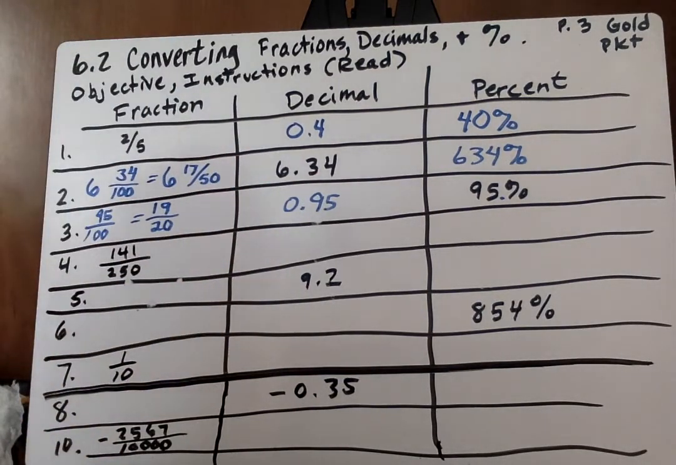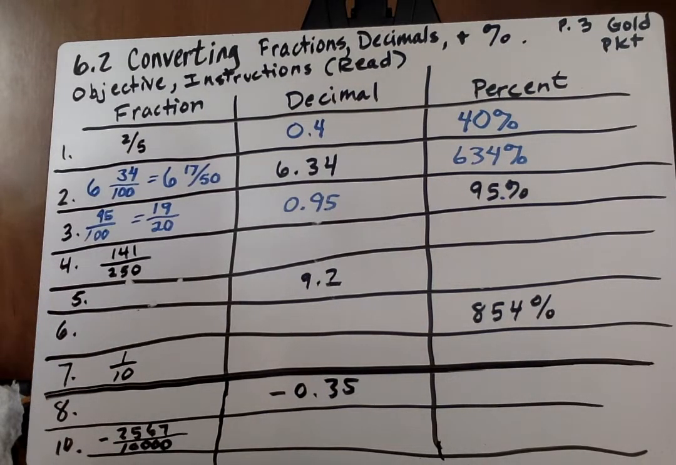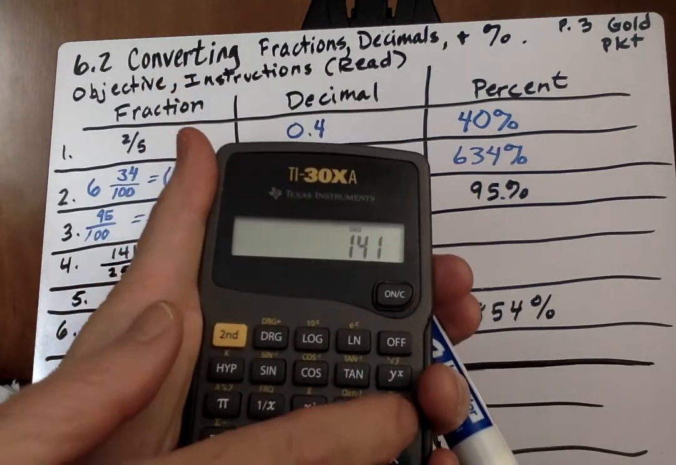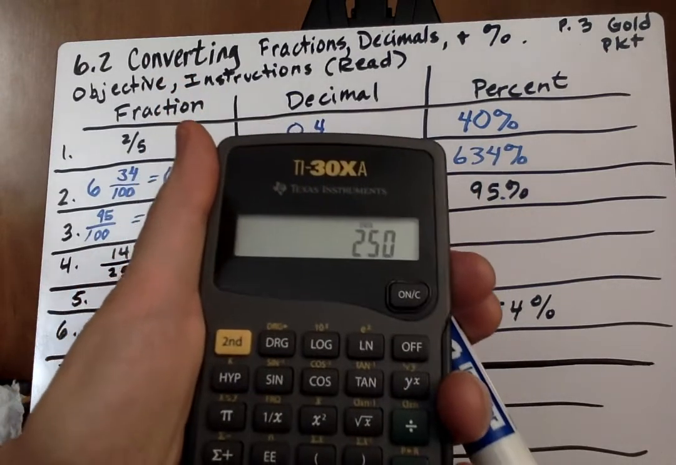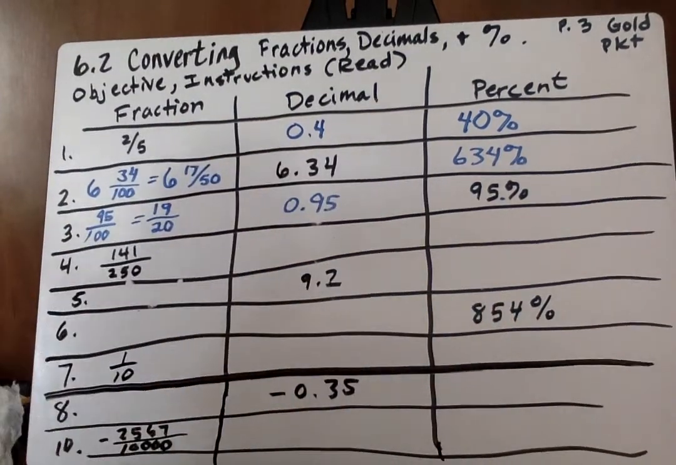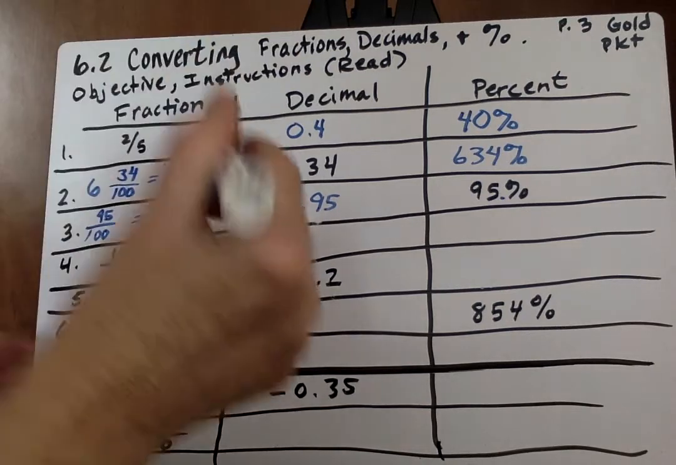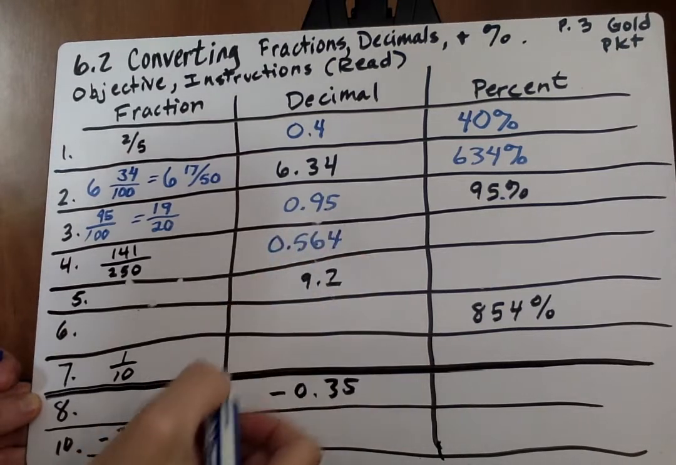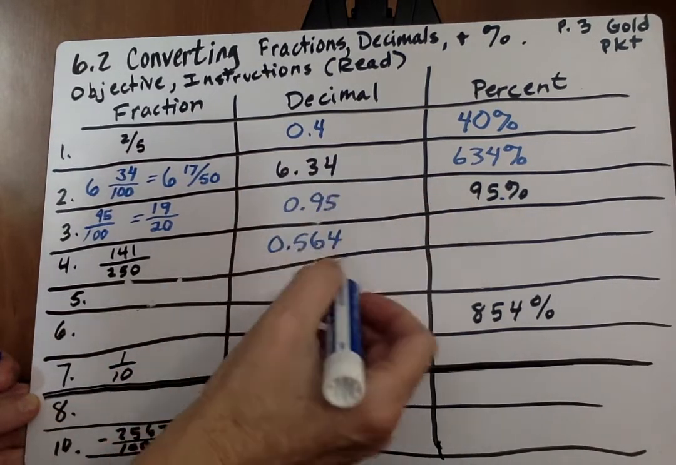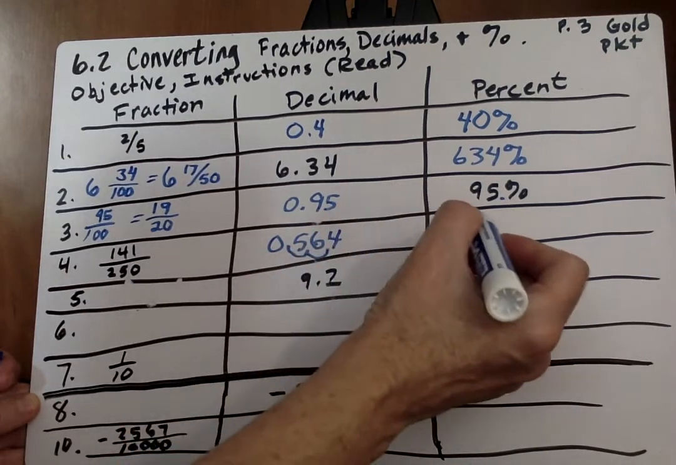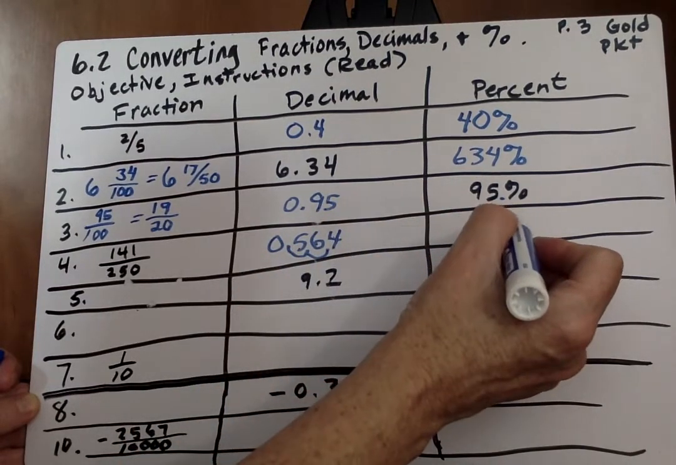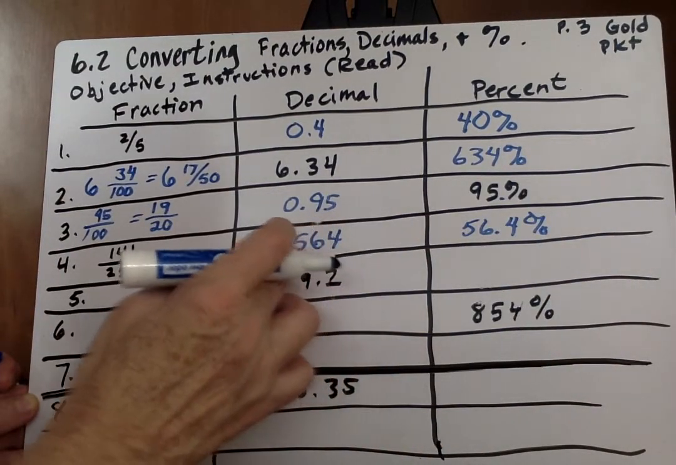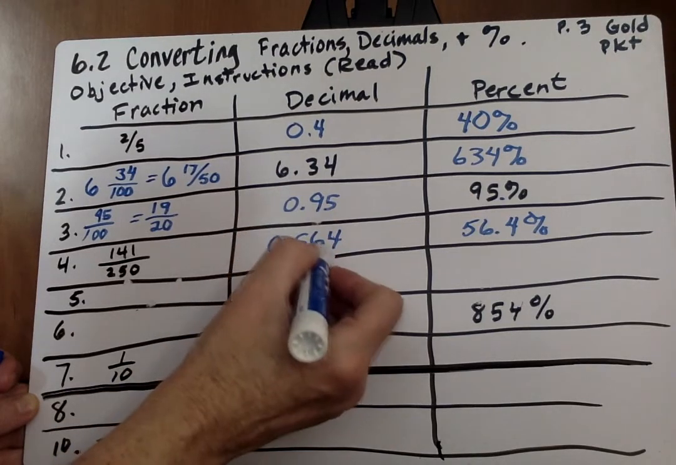Okay. Next we have this fraction. So I'm going to go ahead and divide that on the calculator. I put 141 divided by 250. 0.564. That's my decimal. Now remember it said not to round, so we're not going to round anything. But to get percent, we move it 2 places to the right. So this is 56.4%. And again, 0.564.